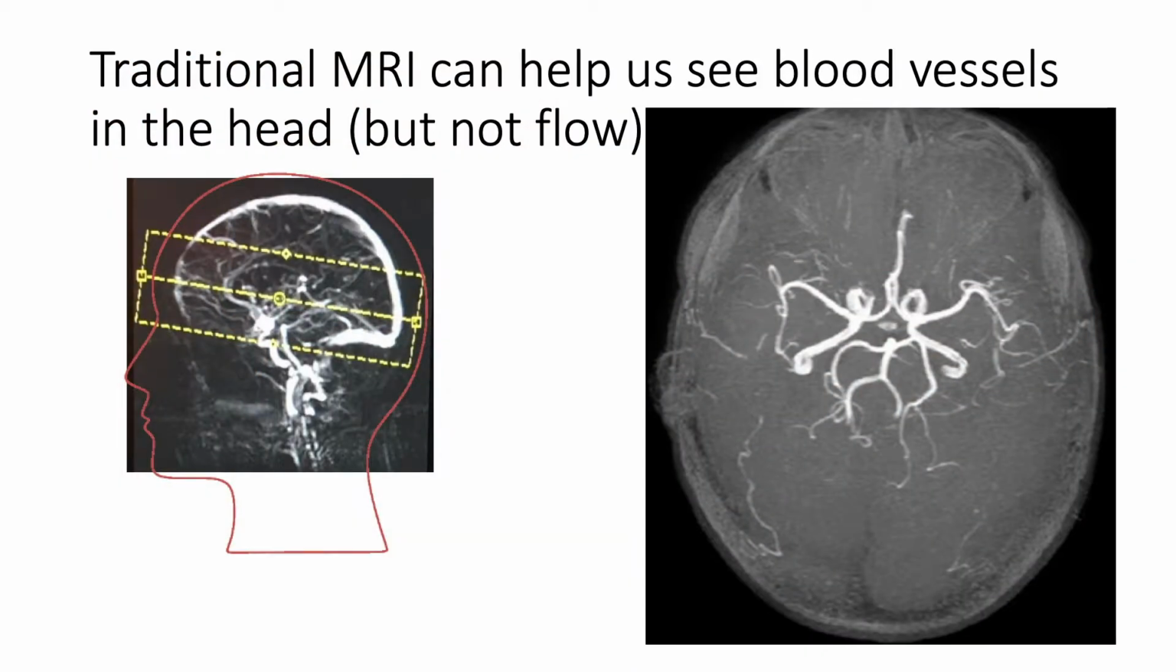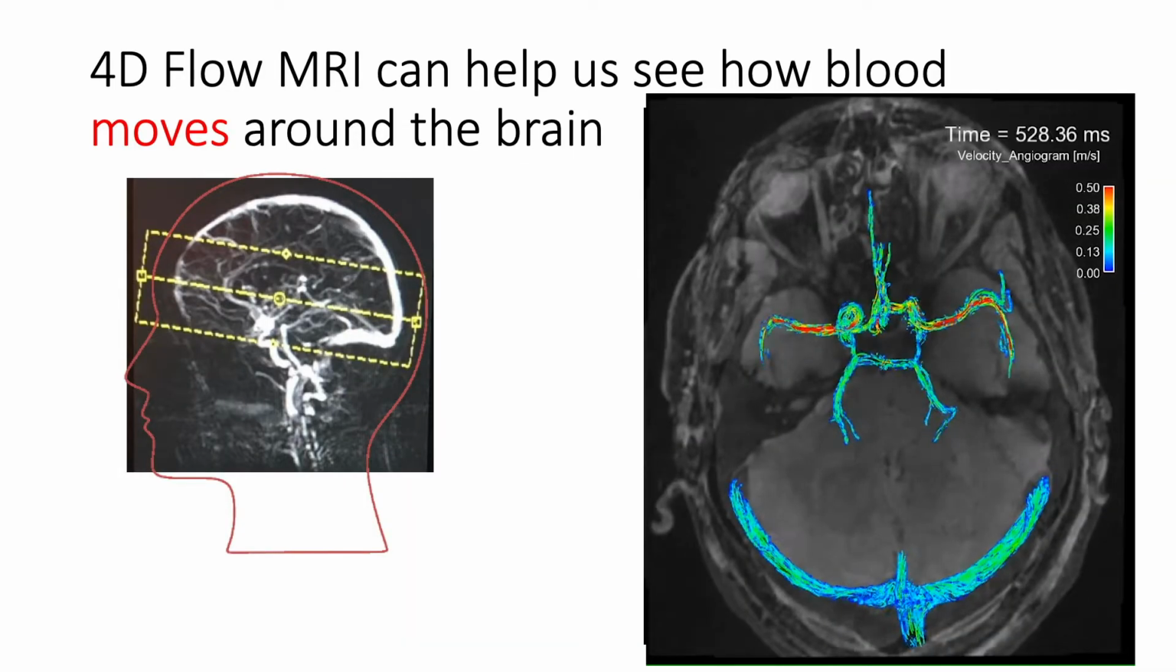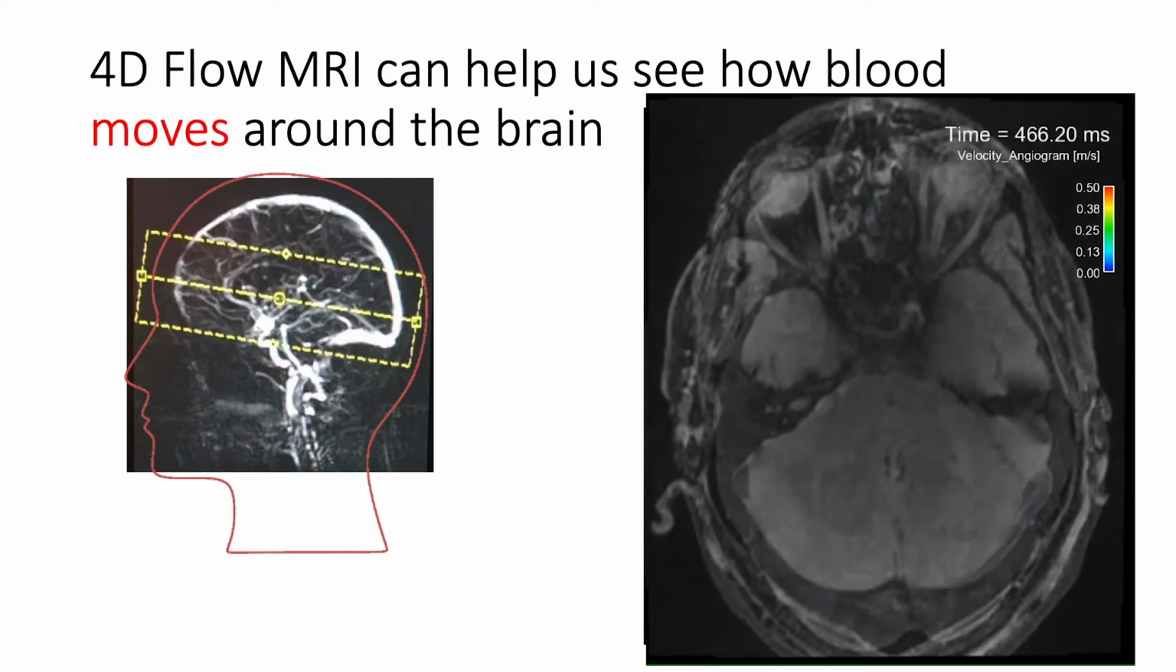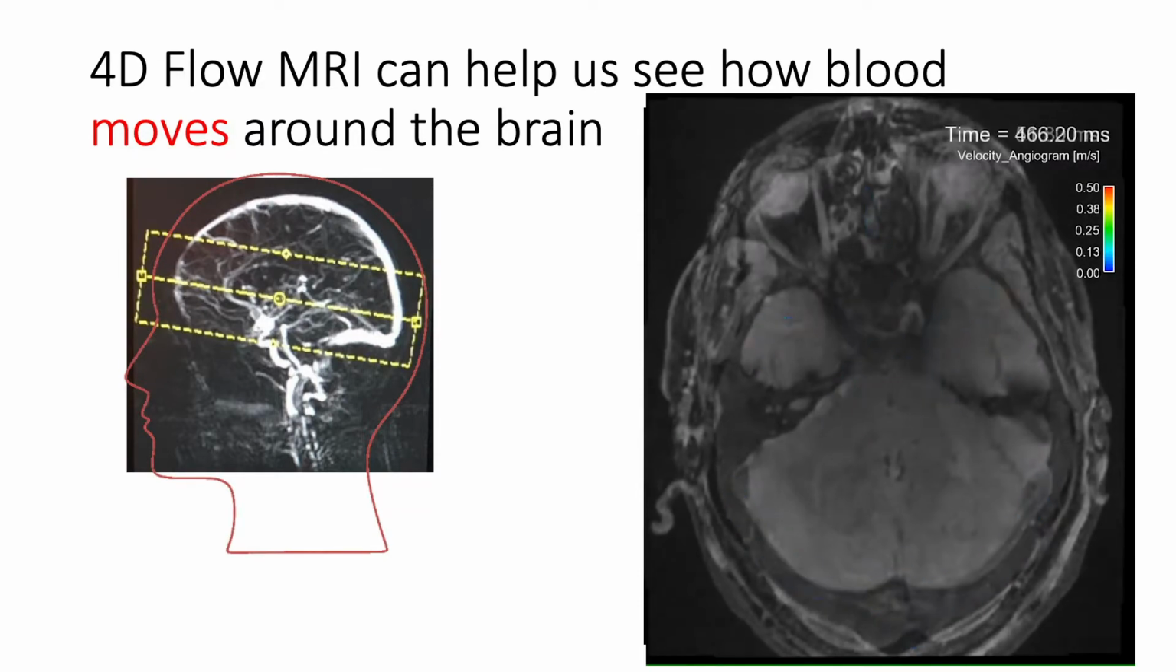So what I want to do is replace images like this, which is a cross-section shown by the yellow box on the left, with movies like this one. This is an image collected with 4D Flow MRI, and the lines are showing the direction of blood movement. The colors show the velocity. The red colored flow is fast, and you can see it the most in the arteries. And the blue colored flow is slow, so you can see it the most in the veins.